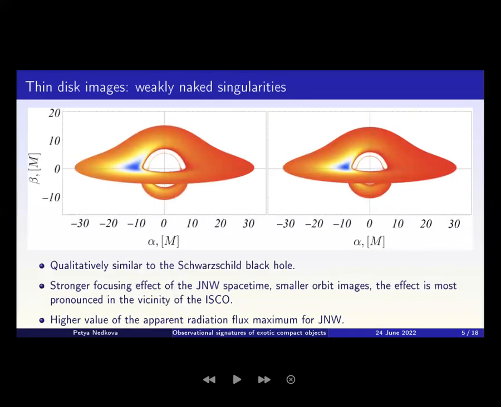We built this thin disk, and then we construct the images of this disk as they will be seen by a distant observer. How do we do this? By numerical ray tracing. We just retrace all the null trajectories which originate from the disk and which will reach a certain observer. And with each pixel on the observer sky, we associate the appropriate flux. So in this way, you get this kind of image here.